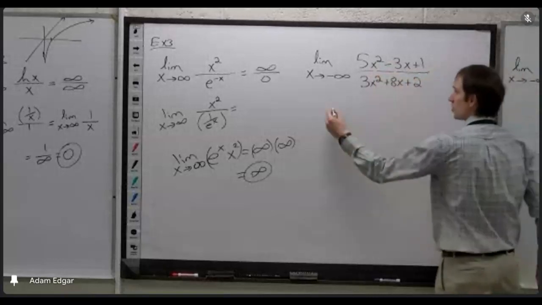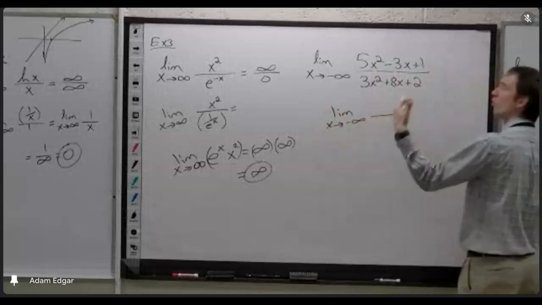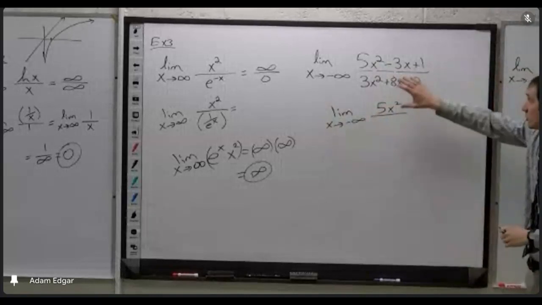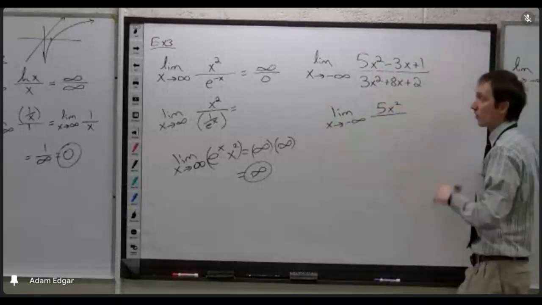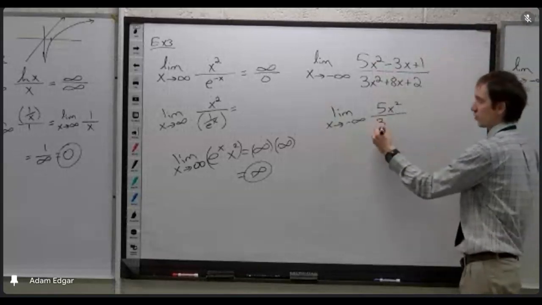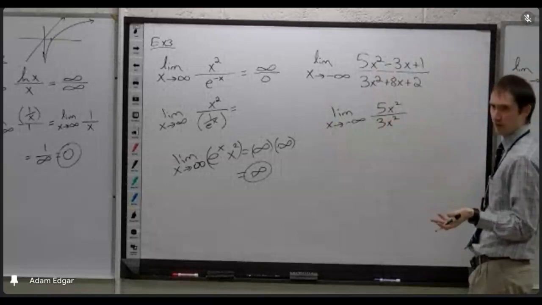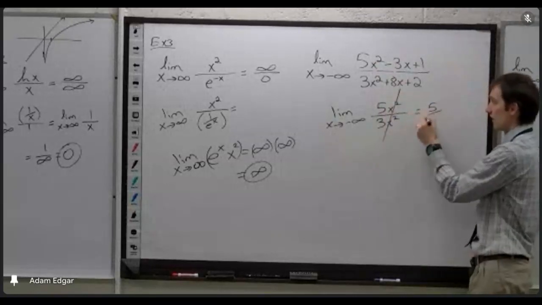So you can say as x heads to plus or minus infinity, the only thing that matters in the numerator is 5x squared, because it's growing so much faster than the linear or the constant. Same thing in the denominator, the only thing that matters down there is 3x squared. And then you can say, hey, 5x squared over 3x squared, I can simplify that pretty easy. Bonk. Got 5/3. Done.